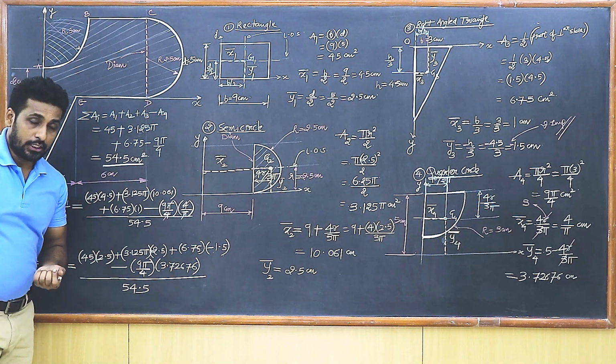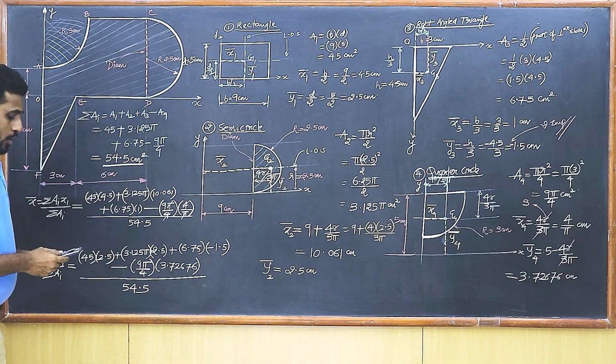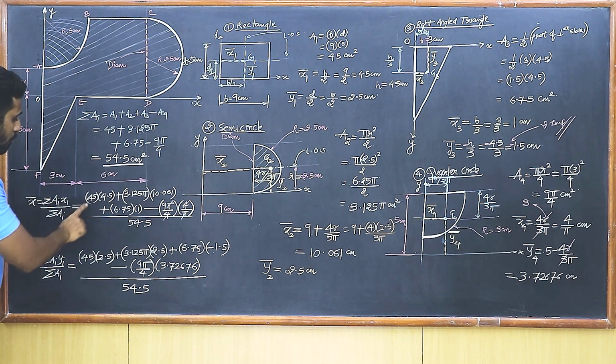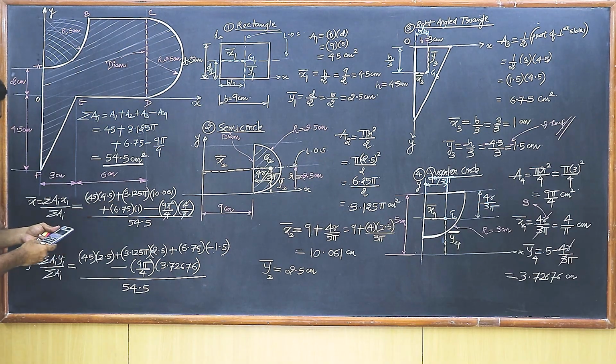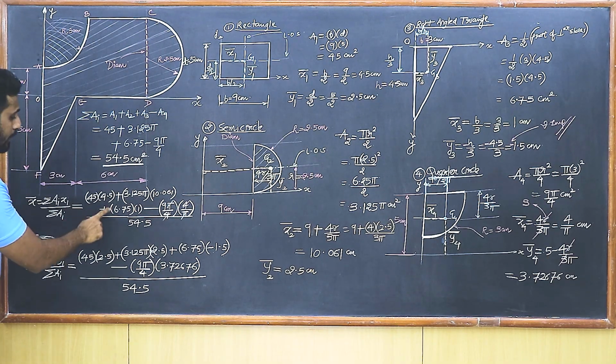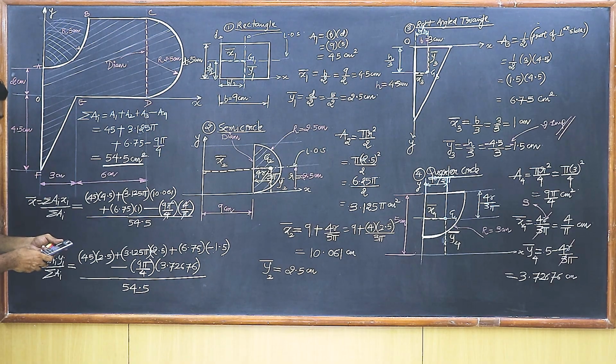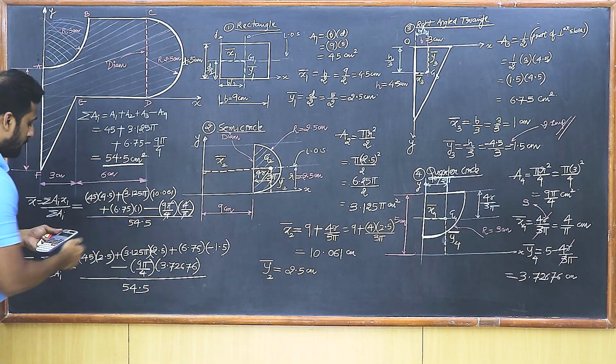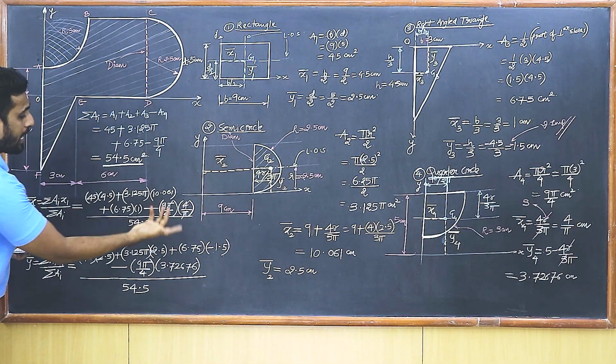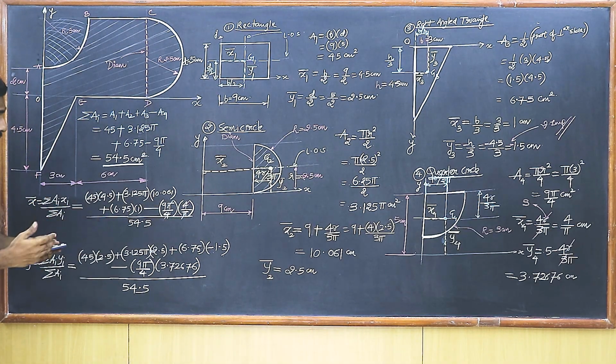So now I'm going to do the calculation. Let's take the help of a calculator. What do we have? We have 45 into 4.5, plus 3.125 pi multiplies with 10.061, isn't it? Then plus 6.75 into 1, that's simply 6.75, minus, pi, 4 pi has cancelled, only 9 has been left. 9, so that's the entire numerator. You'll get some answer. It is 299.0236 and so on. This gets divided by 54.5.